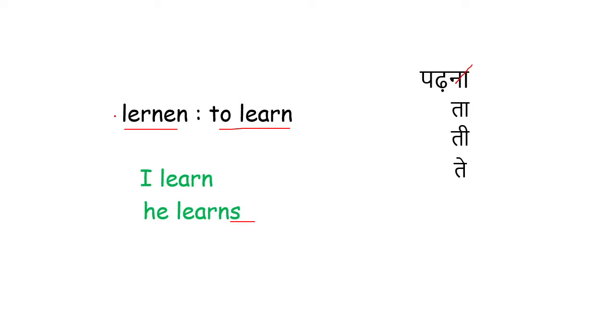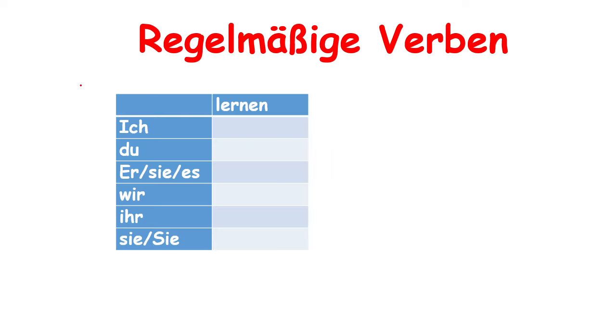In German also we change the verb as per the subject. Like regular verb conjugation. We remove en at the end. This en we remove, and with ich we add e. With du we add st. With er, sie, es we add t.